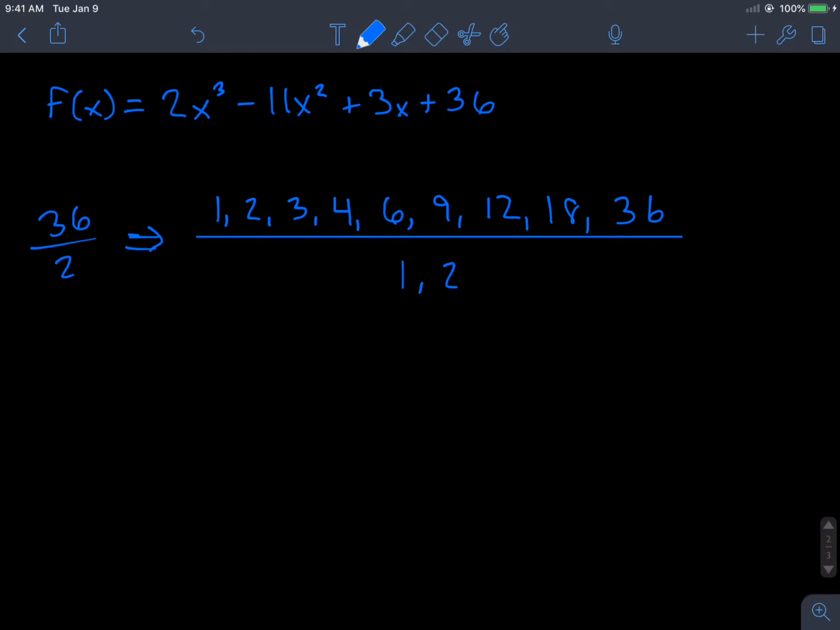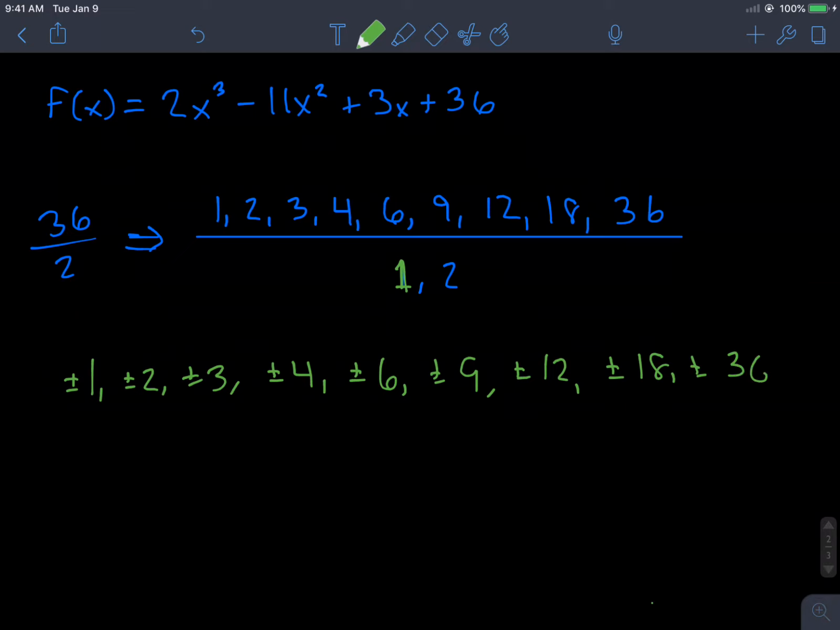So we have to take each of those and put them over each of the numbers on the bottom. So let's go over 1 first. So 1 over 1 is 1. 2 over 1, 3 over 1, 4 over 1, 6 over 1, right? You get that. So we'll just throw all those down here first. So plus or minus 4, plus or minus 6. So there's all of the possible zeros we get if we put them over 1. But now we also have to put them over 2.